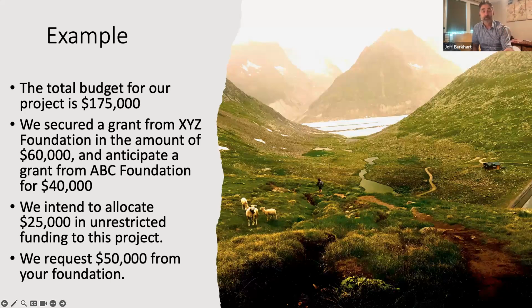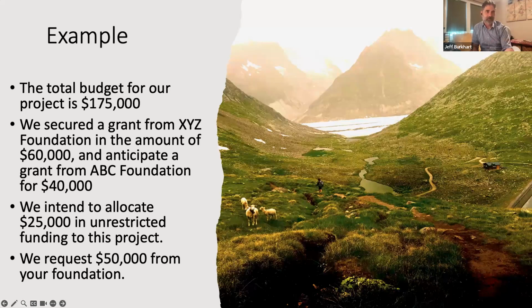So of the $175,000 budget, we're only asking for 50,000 from you to make this program happen. That is a winning proposal from the funder's perspective. If you can demonstrate the effectiveness and you can demonstrate, hey, you don't have to pay the entire amount, you have a portion of it, that's really going to make your proposal much more solid and appealing to the funder.